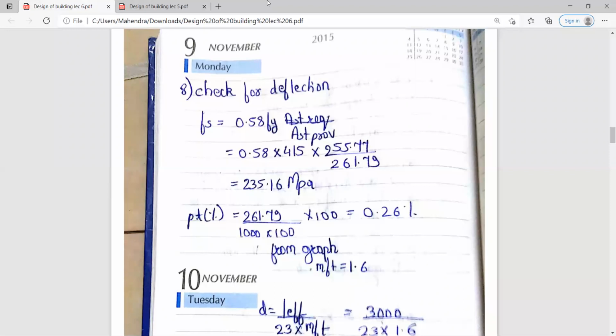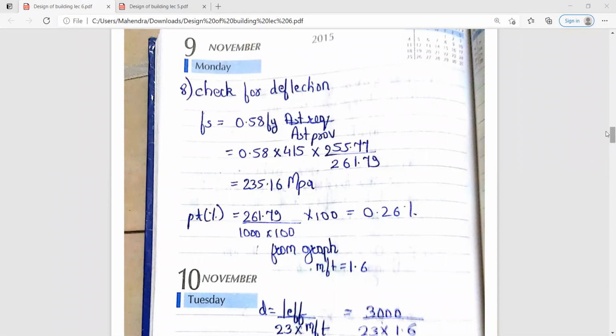Now from the graph you need to calculate the modification factor, that is MFT. Fs you have got 235.16, and the percentage minimum you are getting is 0.26. So by using both these values you can calculate the MFT from the graph. So the modification factor you get from the graph is 1.6.